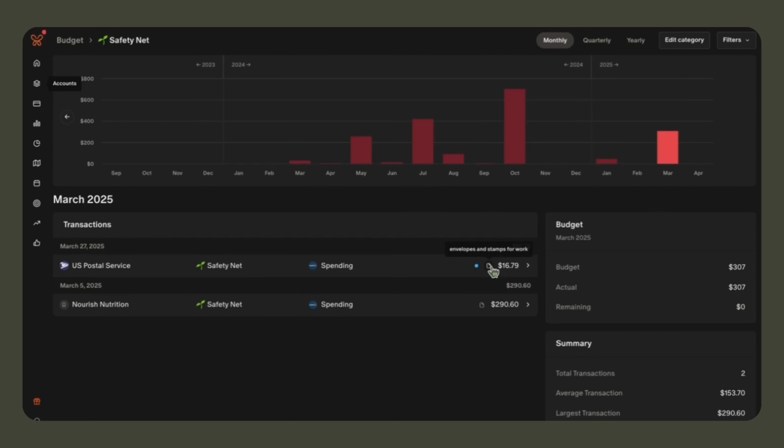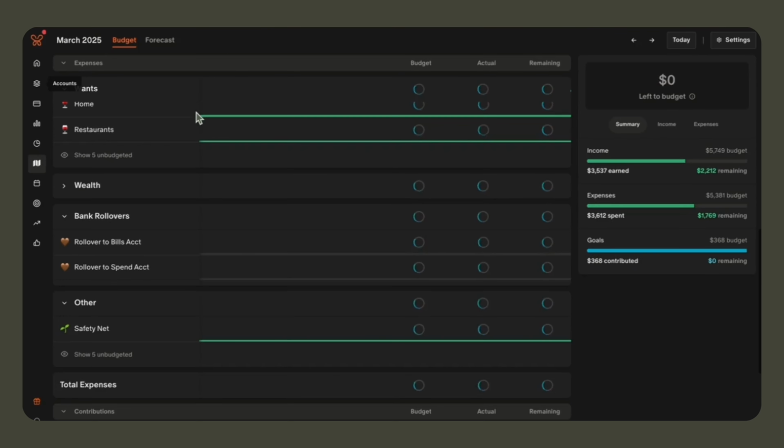And then I also spent $16.79 because I had to buy some envelopes and stamps for our office. And I am getting reimbursed for this at least, but I wasn't expecting to be asked to pay for that. So I had to put that here in this category.